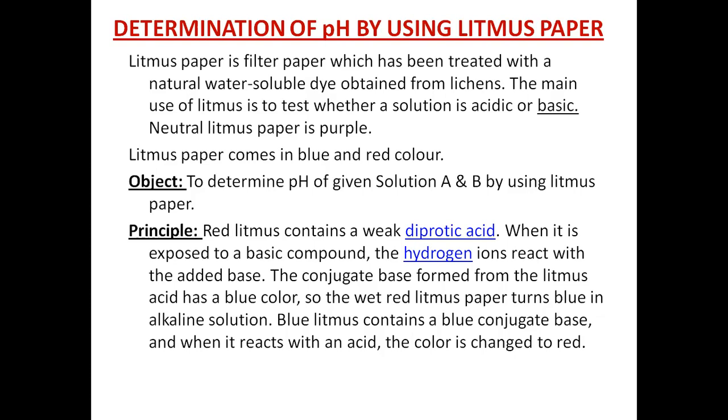On the other hand, when we put a blue litmus paper in an acidic solution, it turns red by the same mechanism, of course. Blue litmus paper basically contains a conjugate base, and that base reacts with the acid to give it a red color. So this is all about the principle. Let's move on towards the procedure.